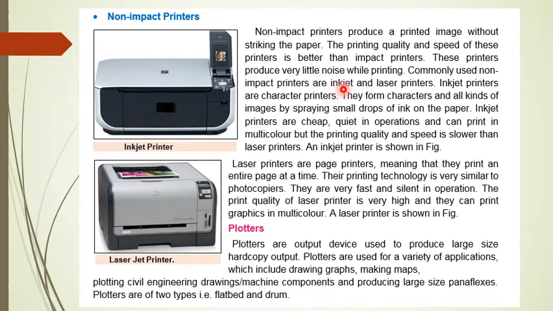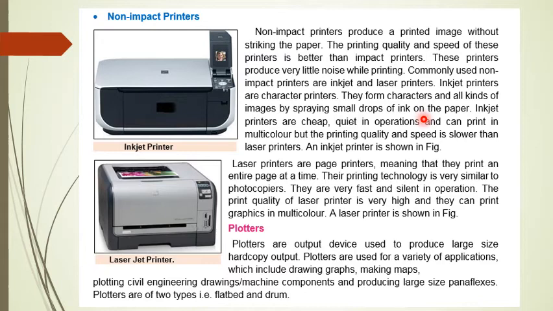In an inkjet printer, they are character printers. We can say that they produce character by character, or line by line. They form characters and all kinds of images by spraying small dots of ink on paper. Inside, what is there? Spraying bottles are there.